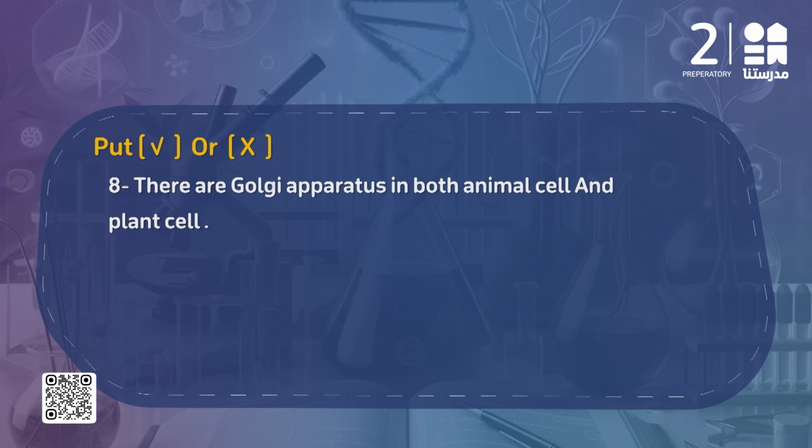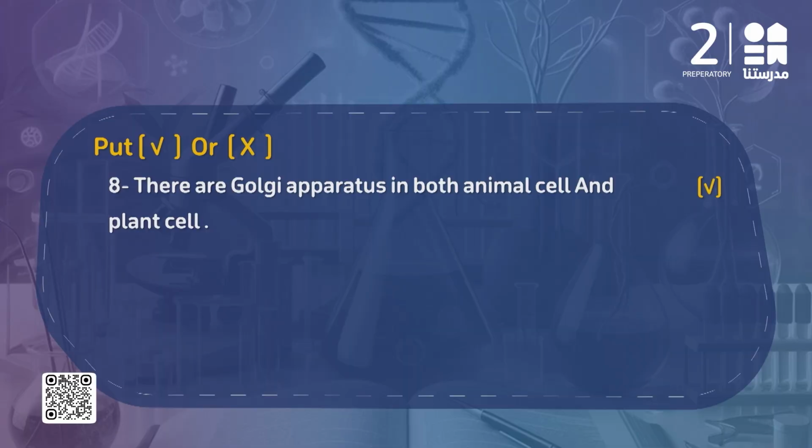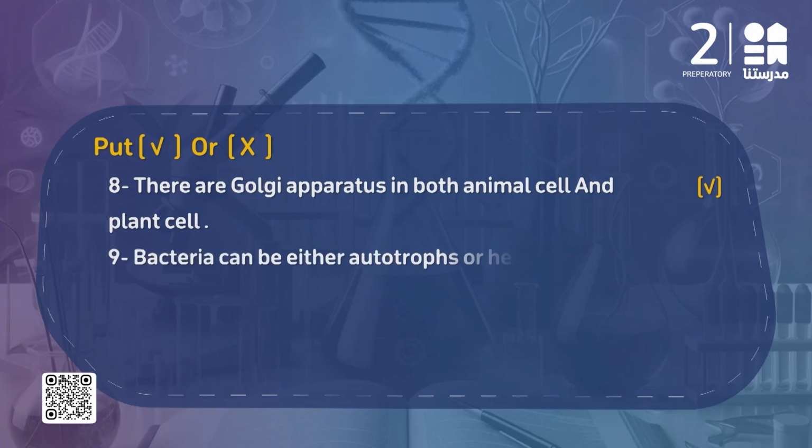Question number 8 tells you there are Golgi apparatus in both the animal and the plant cells. This is true because some organelles exist in both the plant and the animal cells. لكن في عندنا specific organelles موجودة بس في plant cells and they are not existing in the animal cell زي chloroplast أو green plastids and the large vacuole أو the large sap vacuole. Also the cell wall موجود بس في plant cell بس مش موجود في animal cell.